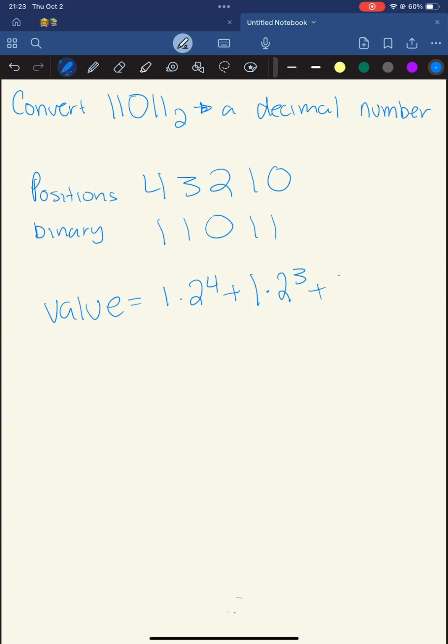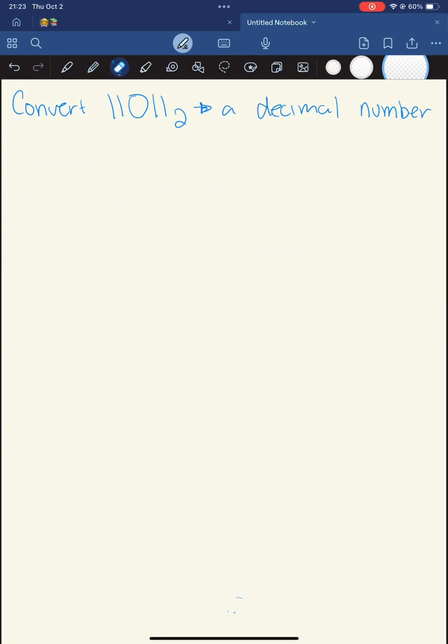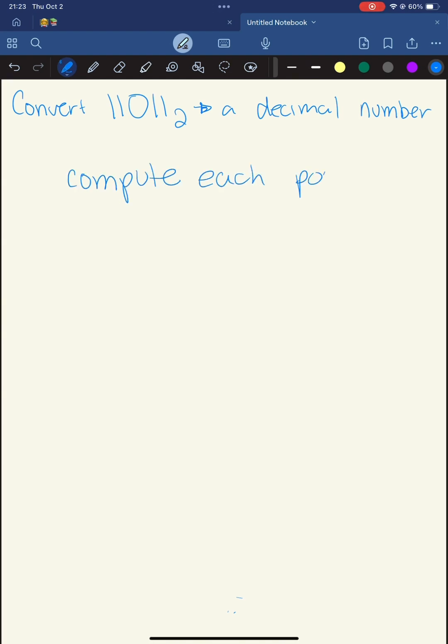So we have 1 times 2 to the 4th power plus 1 times 2 to the 3rd power plus 0 times 2 to the 2nd power, and then we're going to add 1 times 2 to the 1st power plus 1 times 2 to the 0 power. So I'm going to erase this real quick, and then what we're wondering is what those powers of 2 are.